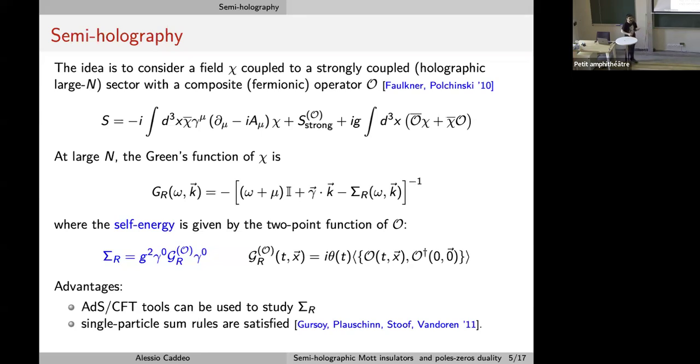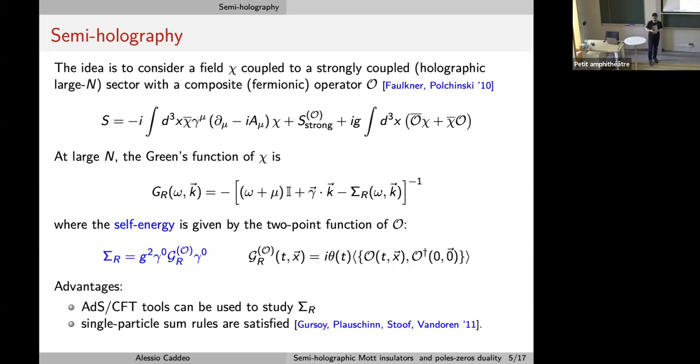So the action of the complete system will feature a Dirac action for the fundamental field chi. Here I'm also including a gauge field since I will consider finite density states. Then in general, we will have a strongly coupled sector with its action and a linear coupling between the composite operator O and the fundamental operator chi.